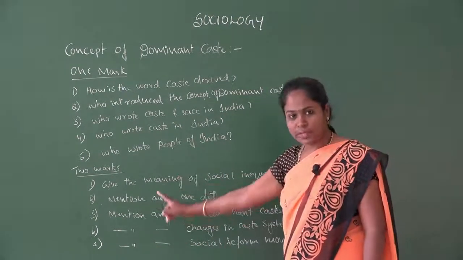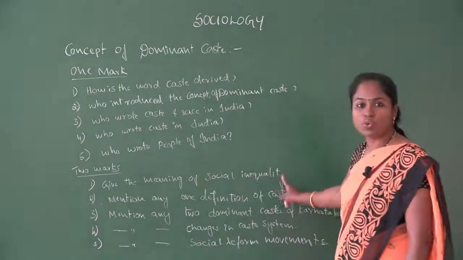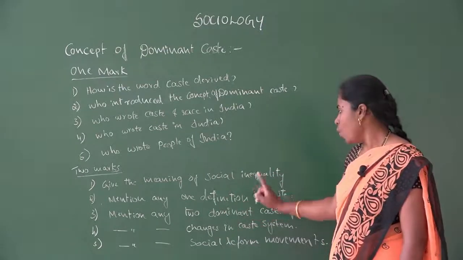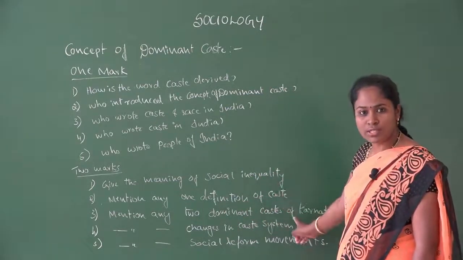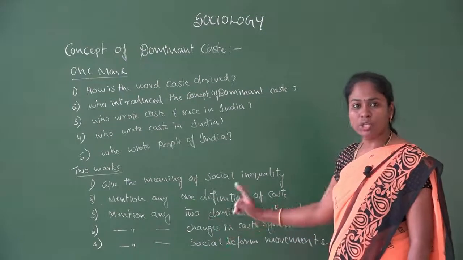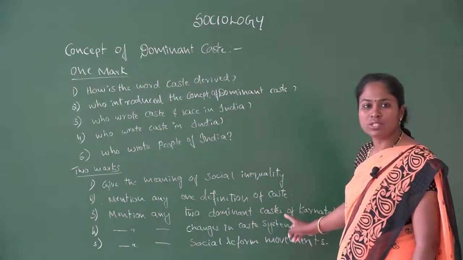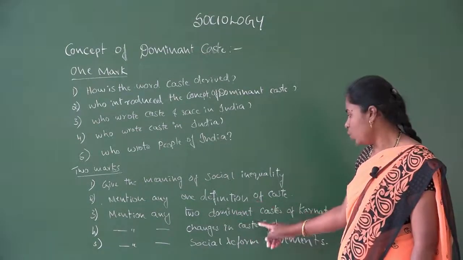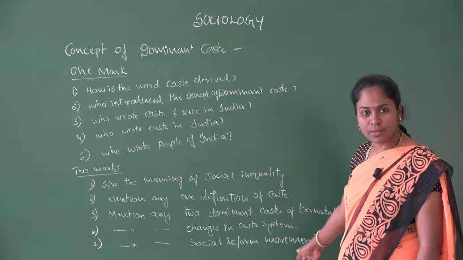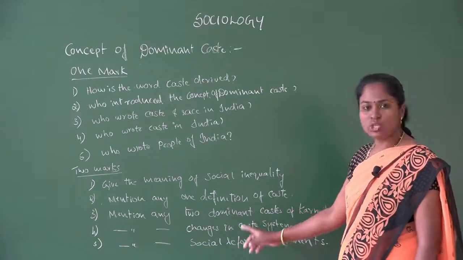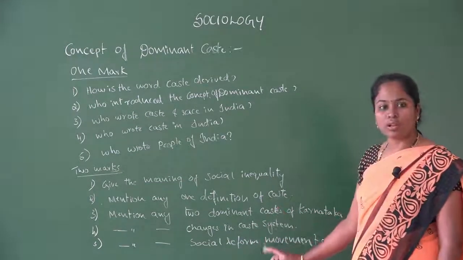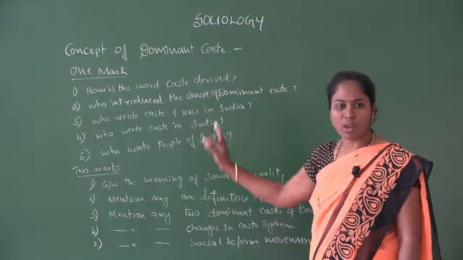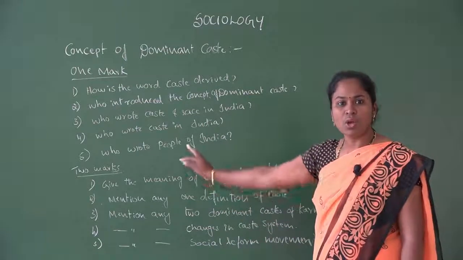In that, first one, give the meaning of social inequality. Second one, mention any one definition of caste. Third one, mention any two dominant castes of Karnataka. Fourth one, mention any two changes in the caste system. Fifth one, mention any two social reform movements. So these are the 2 marks questions. Five 1-mark questions and five 2-mark questions have been given here.